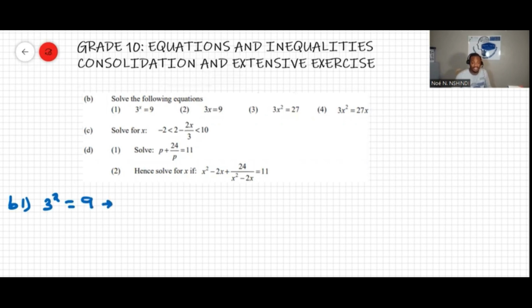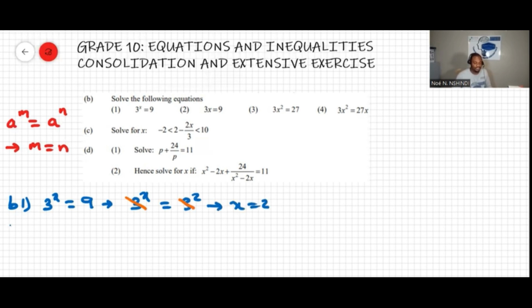Now, we do know that 9 is a square number, so we can write it as 3 to the x equal to 3 squared, okay? Now, the fact that we have a common base, remember the property in math that says if you have a to the m equal to a to the n, we drop the bases and then we equate the exponents, m equal n. This is what we're going to apply here. We drop the base 3 and then say that x equal to 2.